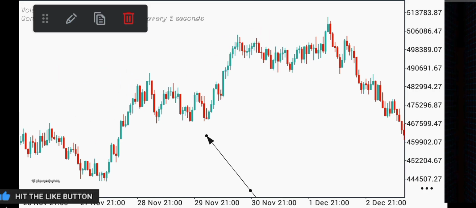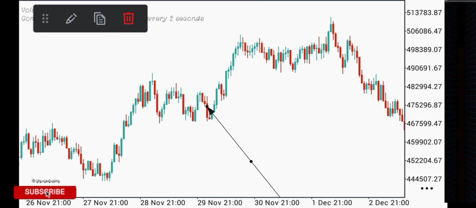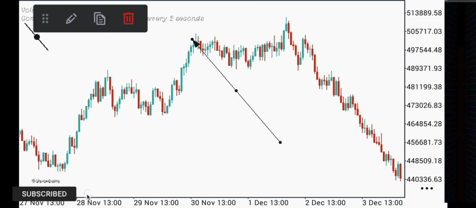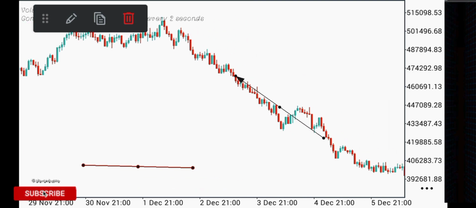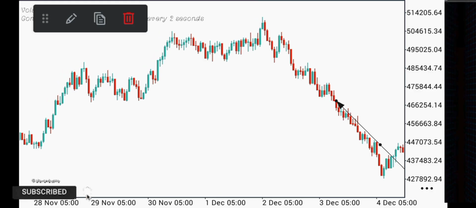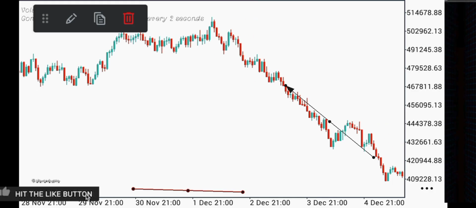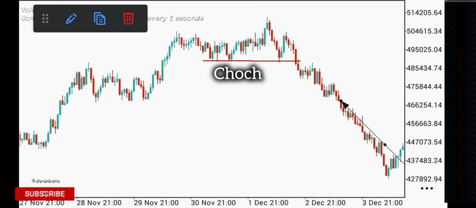You see what happened here? The market was making higher highs, higher lows, higher highs, higher lows, and then the market failed to create a higher low. Rather, it created a lower high, then a lower low, another lower high, and then started moving towards the downside. So where did change of character happen in this chart? Pay attention. Look, this is where the change of character happened.